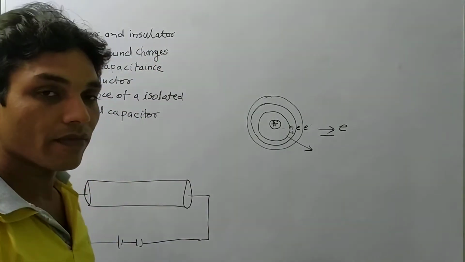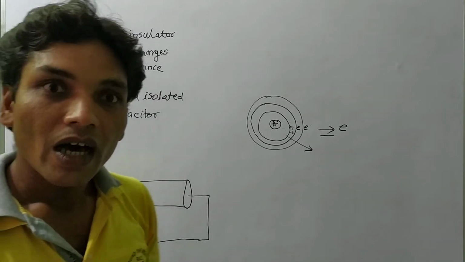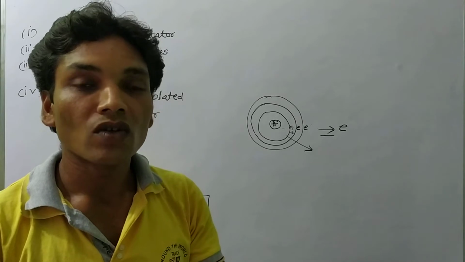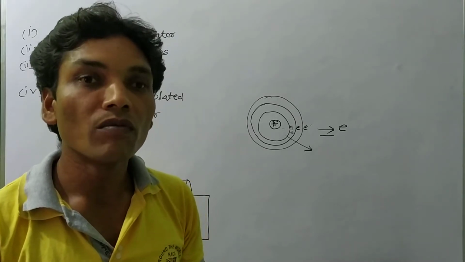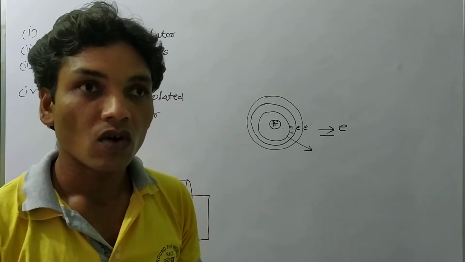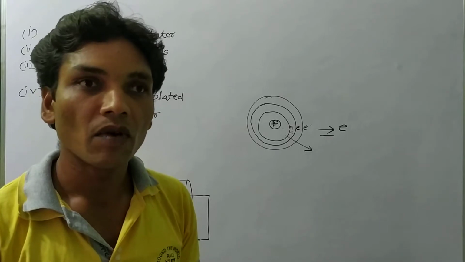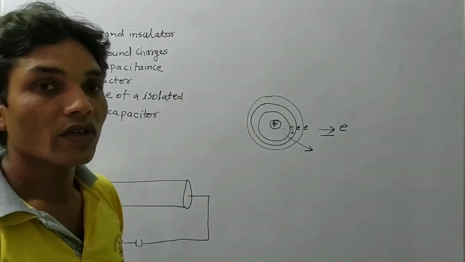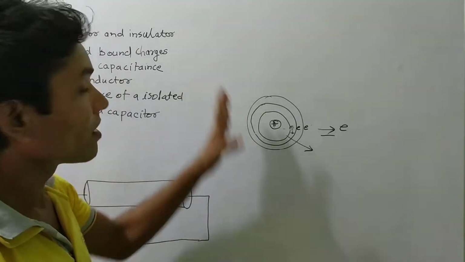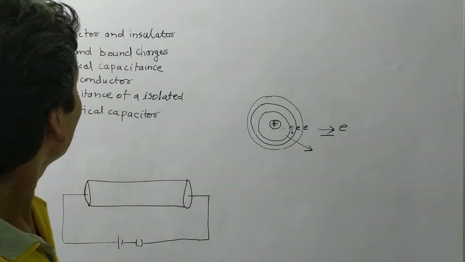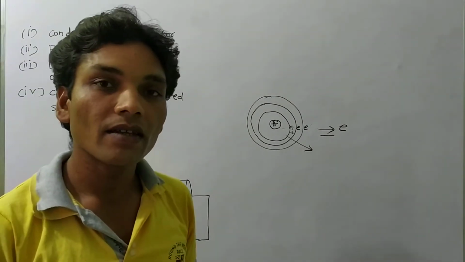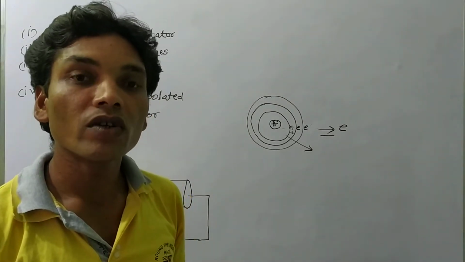And insulators are those substances which do not allow the movement of electrons or charge through them when an external field is applied on them. This is the insulator. And next, free and bound charges. What is free charge and what is bound charge?